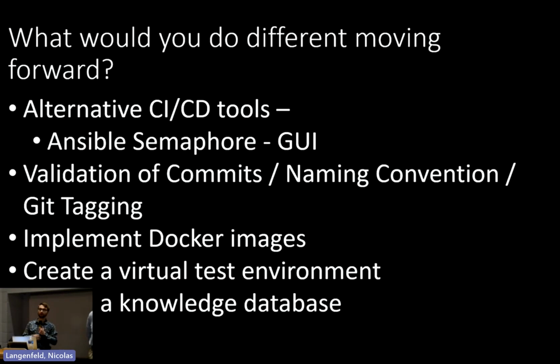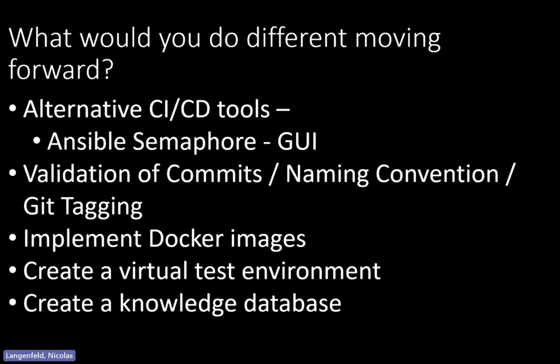So if we had another month, or if we were to do this again, what would we do differently? We would look into alternative CI/CD tools, such as Ansible Semaphore, which is a GUI-based CI/CD tool. Additionally, we'd want to look into the validation of our commits, naming convention, and Git tagging.